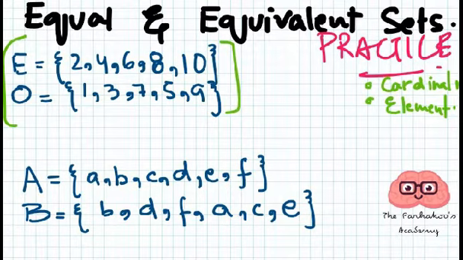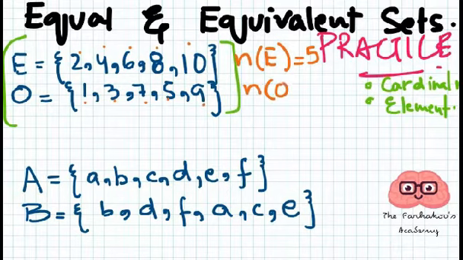The cardinal number of the first set, which is E, is 1, 2, 3, 4, 5. The cardinal number of the second set O, which is the odd set, is also 5. So the cardinal number is same. The first condition, we have checked for it. The second is the elements. Okay, so let's see whether the elements are same or not.